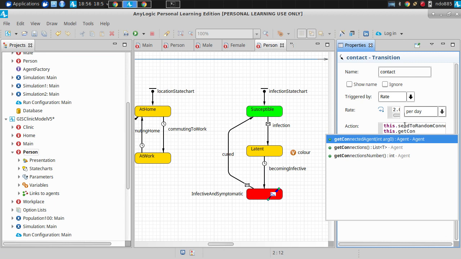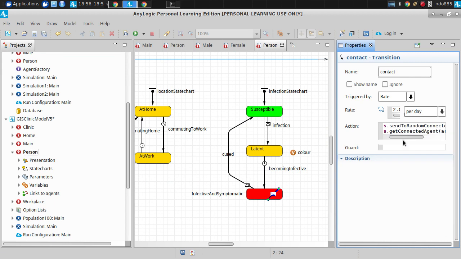They didn't fix it entirely. See this get connected agent? What does it return? It takes an int as an argument. What does this return? An agent, ladies and gentlemen. Does it return a person? No. So if I said get connected agent 0, the first one to whom I'm connected, I could send them a message because any agent can receive a message.